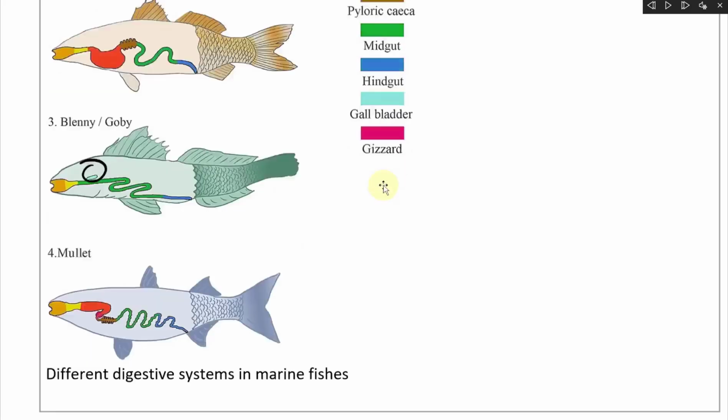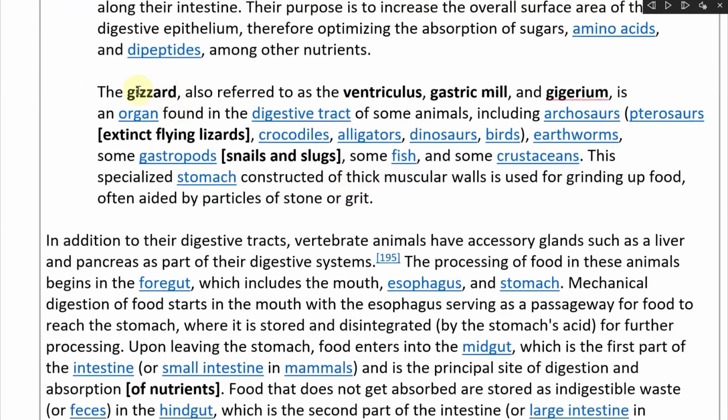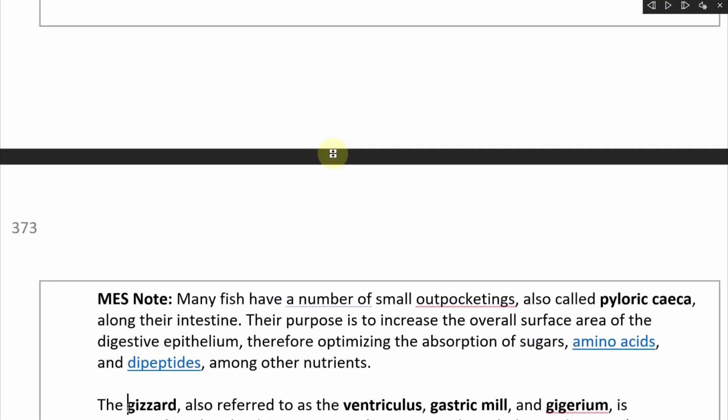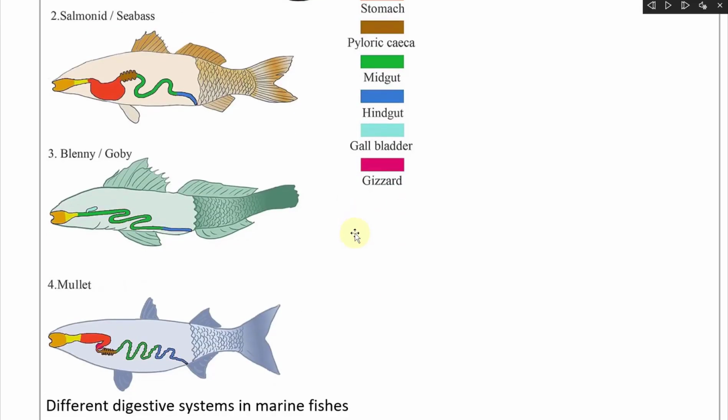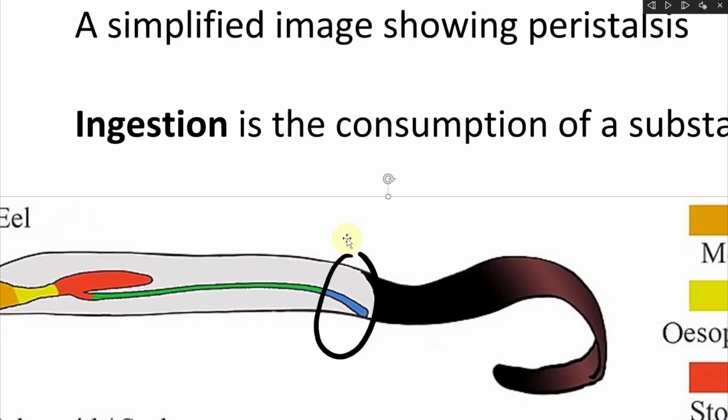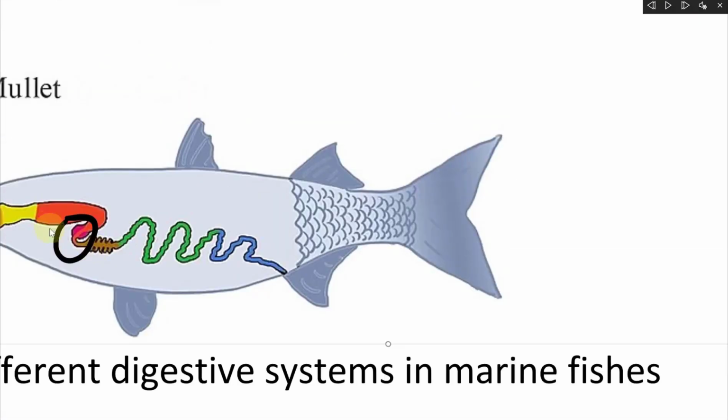And then the gizzard. Let's see the pronunciation on this one. Gizzard. So you have the gizzard in this pinkish area. I think the only one where you can see it is over there. You have to zoom in to see that. Let's see if we can zoom in and scroll down. Yeah, there it is, a pinkish area over there.